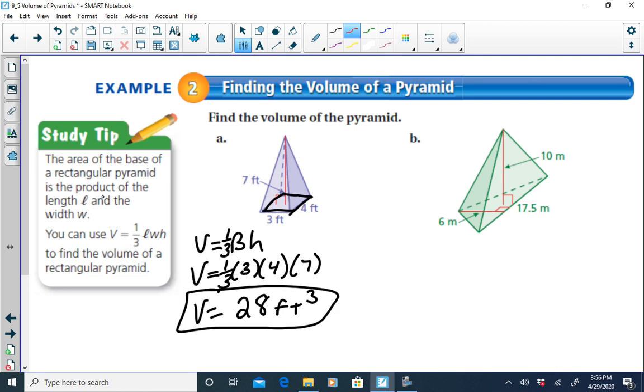There's a little message over here that says that the area of the base of a rectangular pyramid is the product of the length and the width. So you can use the volume is 1/3 length times width times height to find the volume of a rectangular pyramid. All right. Let's look at a triangular pyramid.